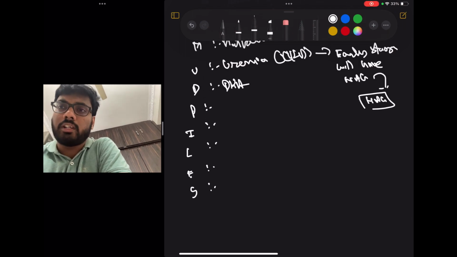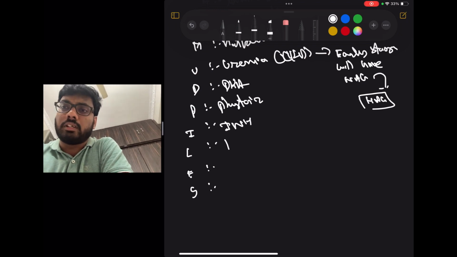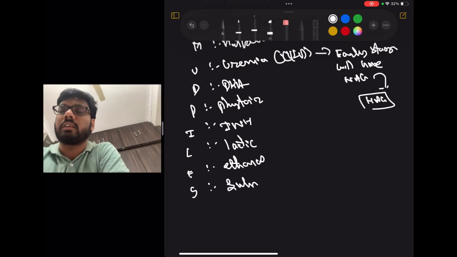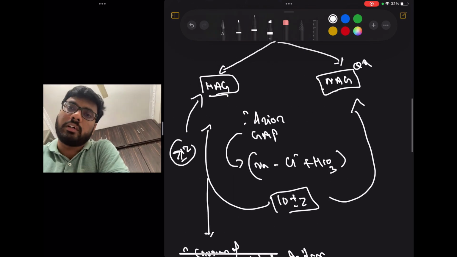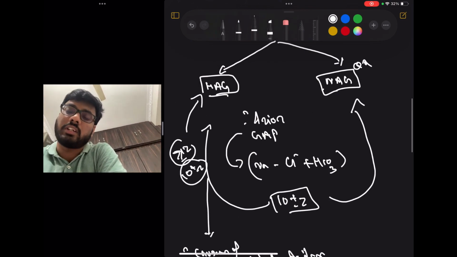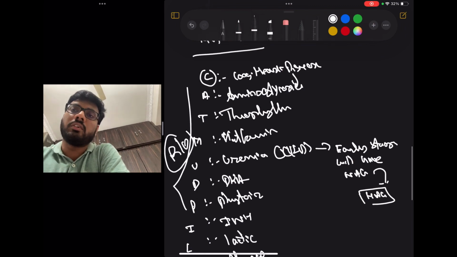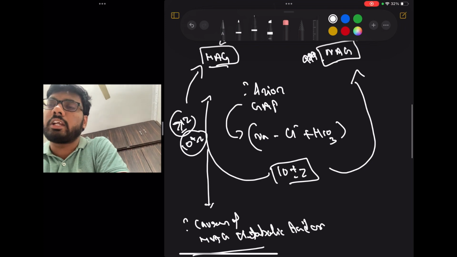P for phenytoin or paracetamol toxicity as well. Most important one is phenytoin toxicity. I for isoniazid, L for lactic acidosis, E for ethanol, and S for salicylates. Okay, since here it is 10 plus or minus 2, within the range, that is normal anion gap metabolic acidosis, all these causes are ruled out. What I am left with is NAG, normal anion gap metabolic acidosis.